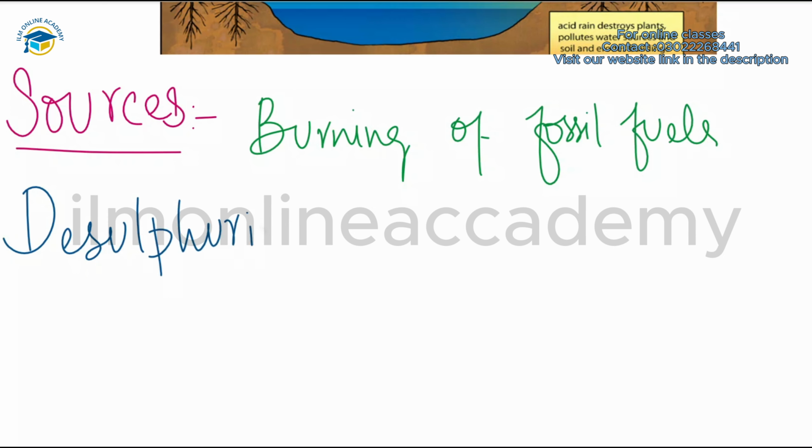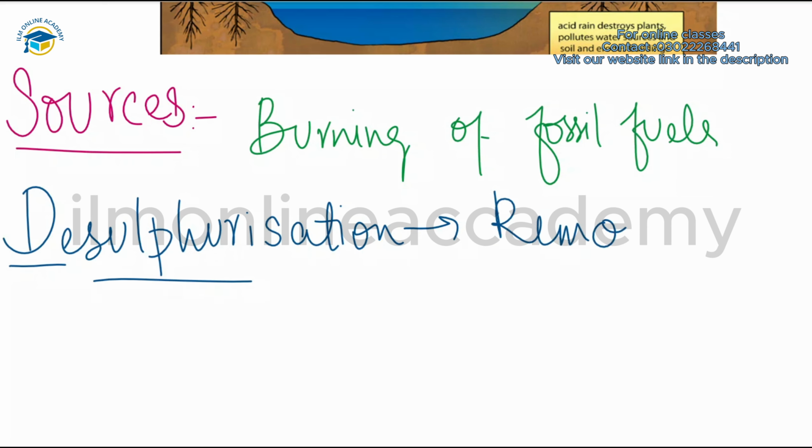Desulfurization. D means removal. So if we remove the sulfur, that is known as desulfurization or scrubbing, or we also call it the acid-base reaction. The removal of sulfur dioxide from the fumes of power stations is known as desulfurization. Sulfur dioxide is acidic in nature and calcium oxide is basic in nature. So when these two react together, they neutralize it.